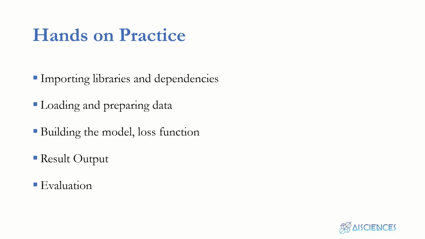So let's get started. We'll start with importing libraries and dependencies. We'll be using Google Colaboratory for this process since it is very easy to use and has lots of additional features. We'll also do the data loading and preparing. Then we'll build the model and its loss function. And then we're going to test our outputs and perform some evaluations. So let's get started with programming this recommendation system.